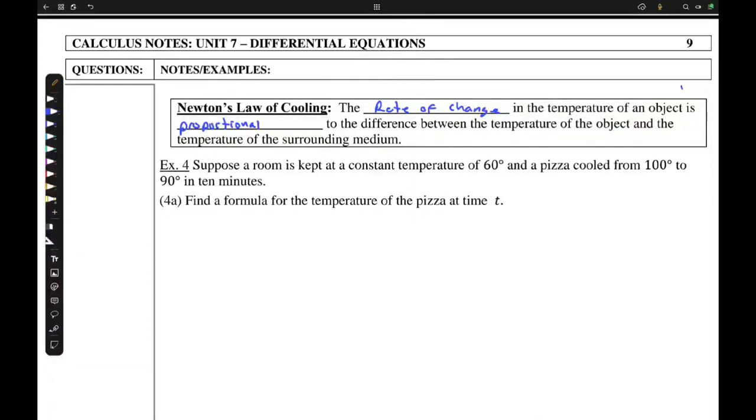Next, we're going to take a look at Newton's law of cooling, and this just tells us how things cool down, or even, if you go the other way, heat up in some type of atmosphere. How this works is the rate of change in the temperature of an object is proportional to the difference between the temperature of the object and the temperature of the surrounding medium.